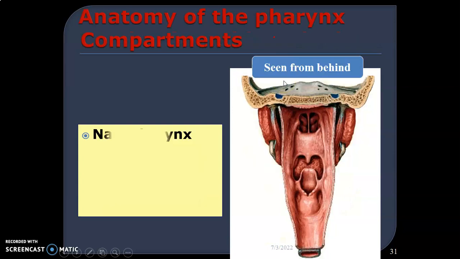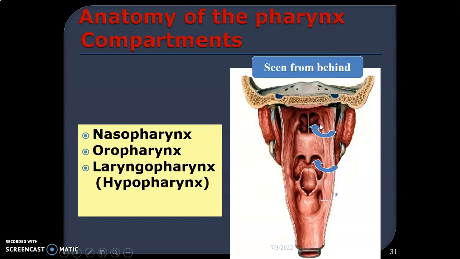Okay, so the nasopharynx. This is the nasopharynx, oropharynx, and laryngopharynx. The nasopharynx is located here. Then the oropharynx, you can see the uvula here. This area here is the oropharynx, and this is the laryngopharynx. This is the larynx. This is the epiglottis here.